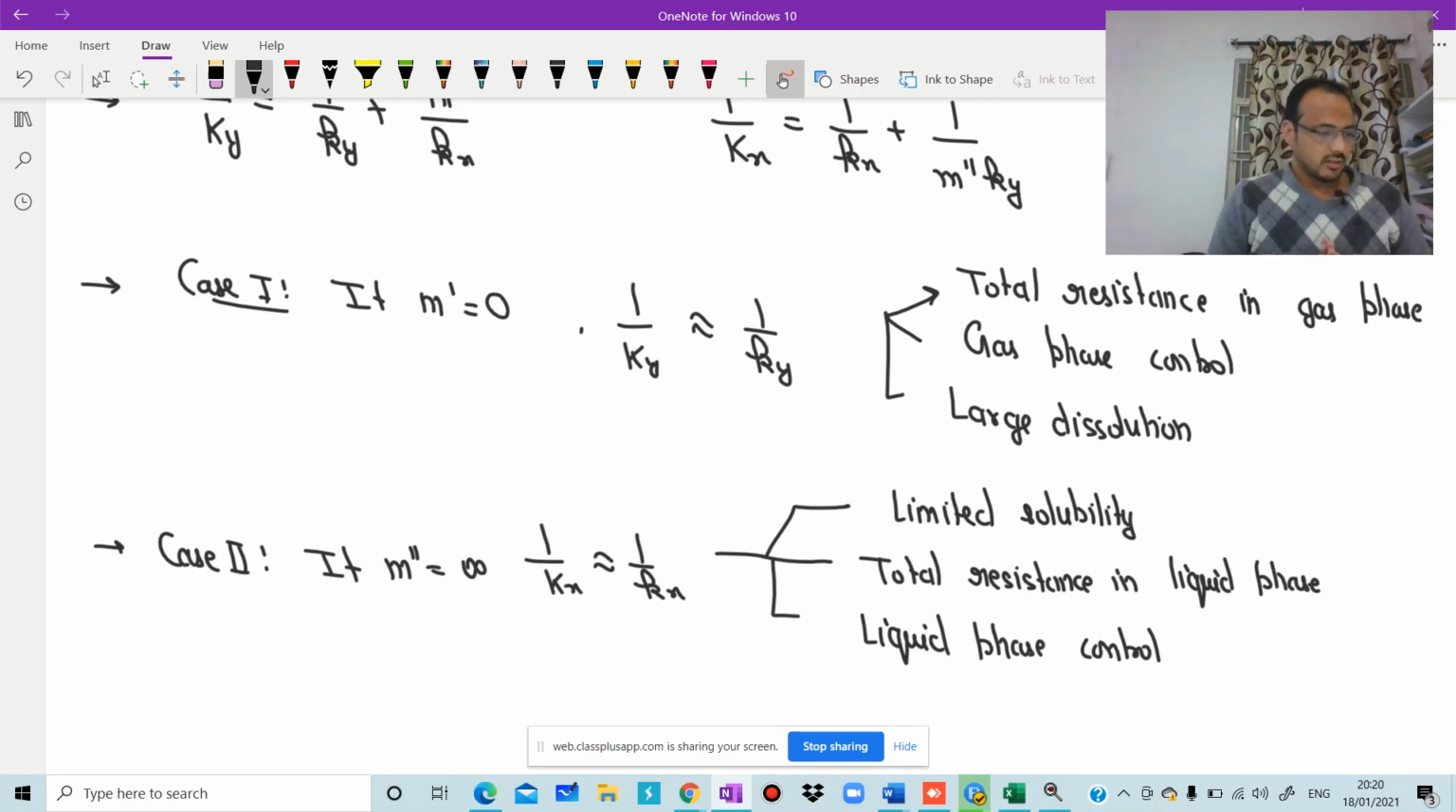This is sufficient for this session. So out of 5 units, 2.5 units of the syllabus are covered. Tomorrow we will start stage-wise and continuous contacting. After that, drying, then distillation, humidification, adsorption, liquid-liquid extraction, and it will be finished.